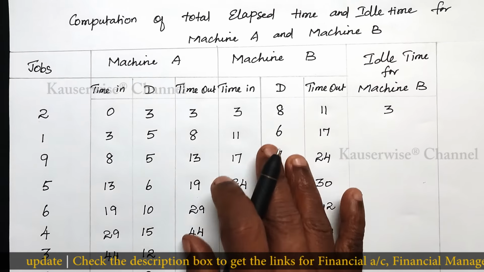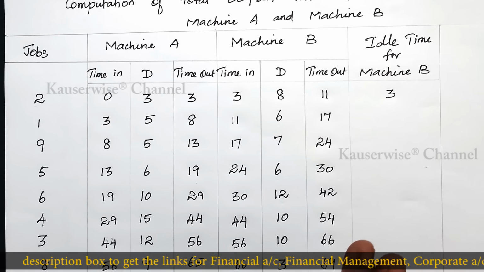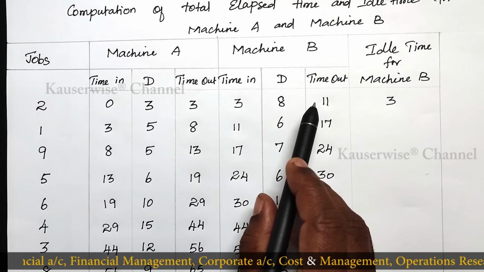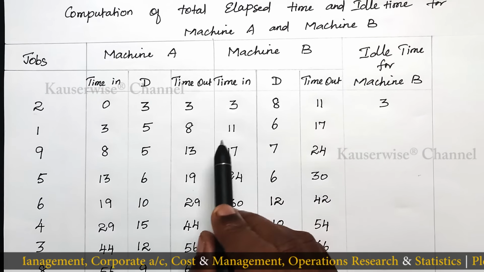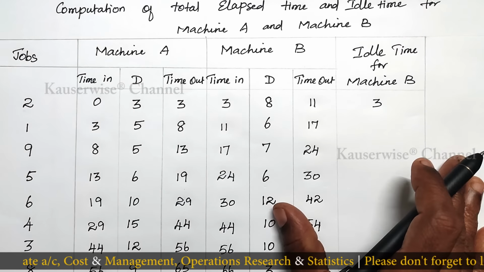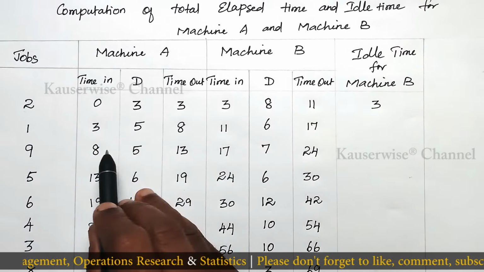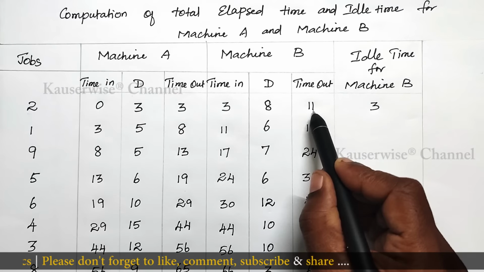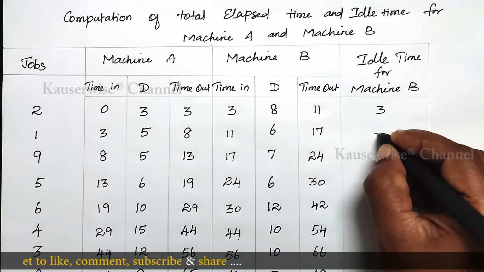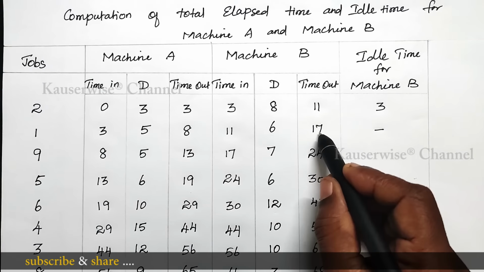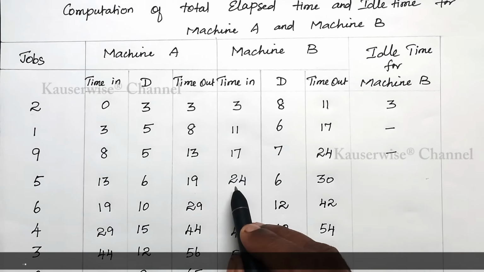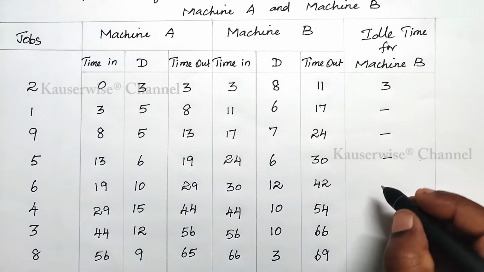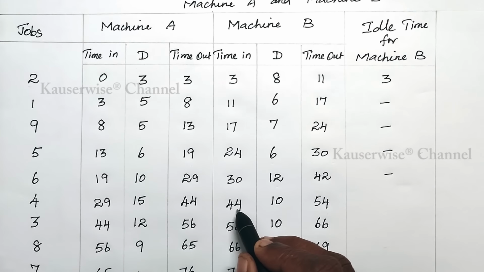Now, for the next job, we need to compare in time of current job and out time of previous job on machine B. If there is any difference, that is the idle time. I will show how to find out idle time. For the next job, in time is 11, out time for the previous job is 11. So, no difference. So, no idle time. Next one, 17, 17, no difference. Then 24, 24, no difference. 30, 30, no difference. Then 44, 42.